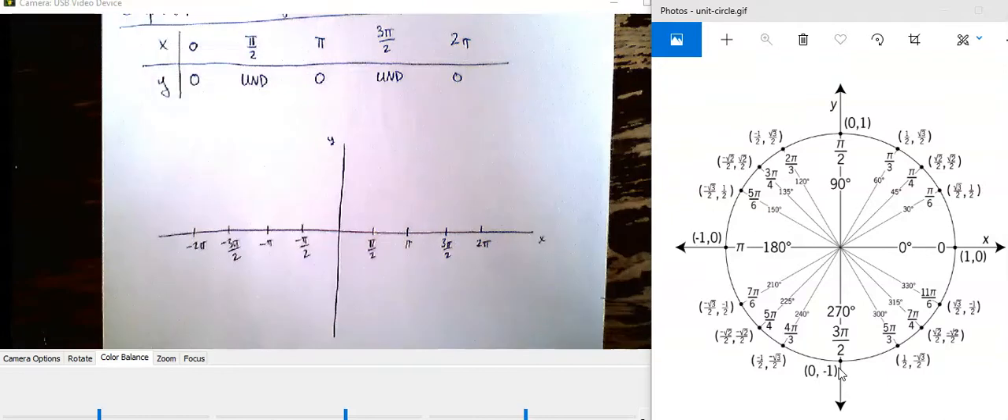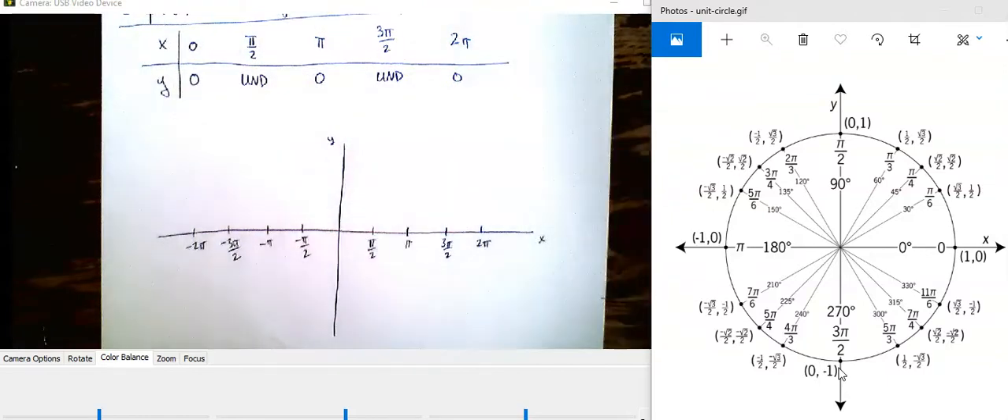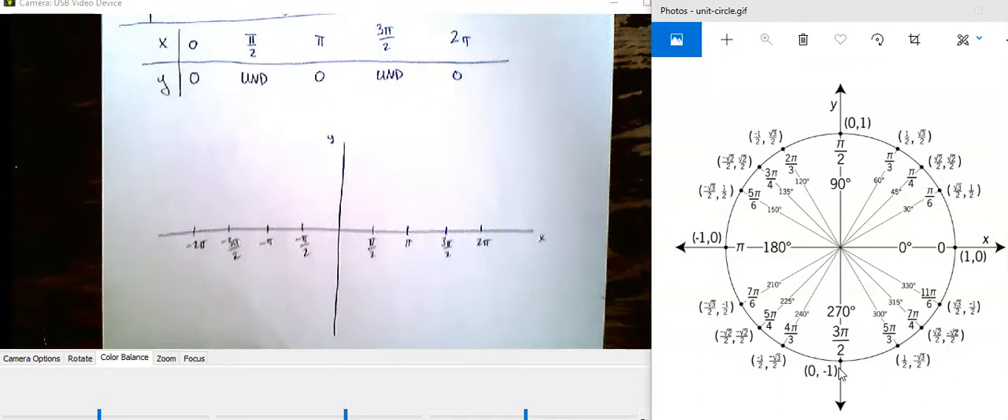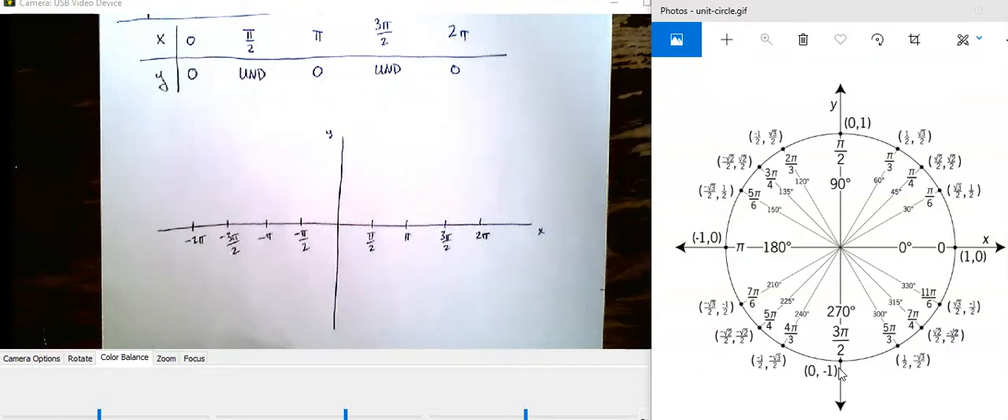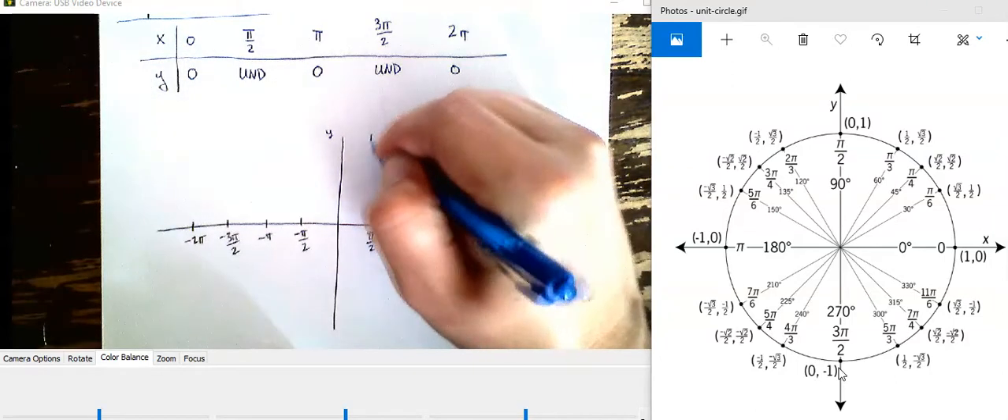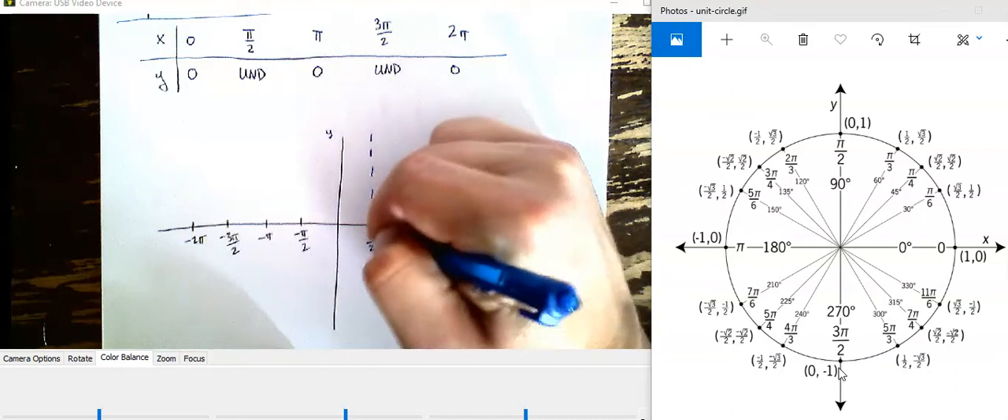And we don't really have any information about the y coordinates at this point, but we do have some information. So we know that anywhere where it's undefined, we don't have a value there. So what happens on the graph is that we have an asymptote. So at pi over 2 and 3 pi over 2, we're going to have asymptotes. So let's draw those in as dotted lines.